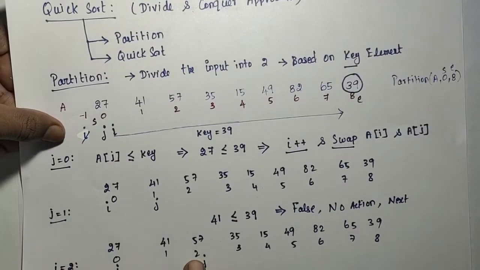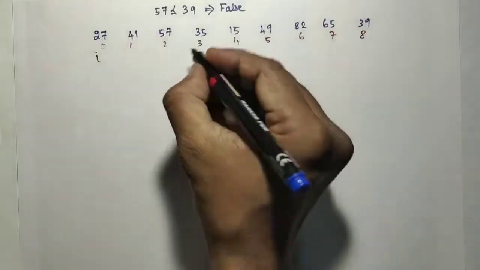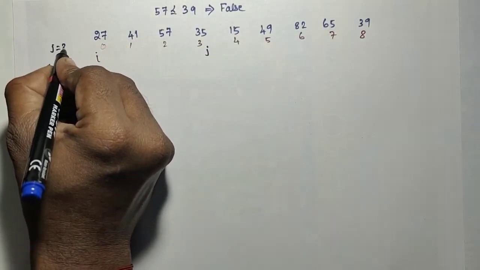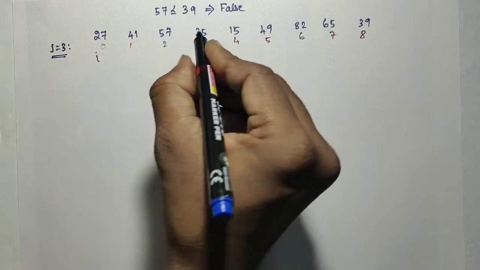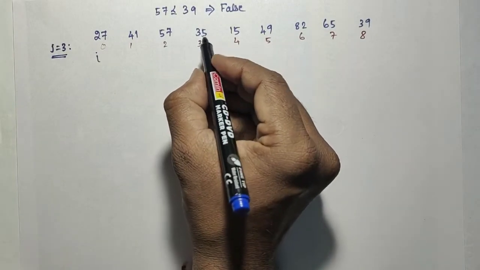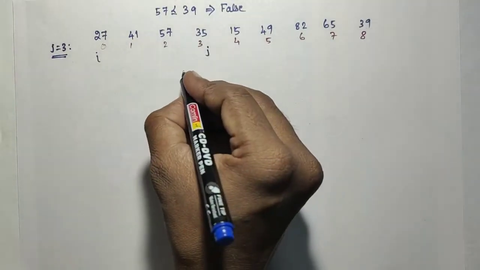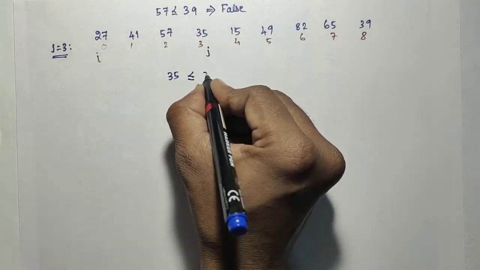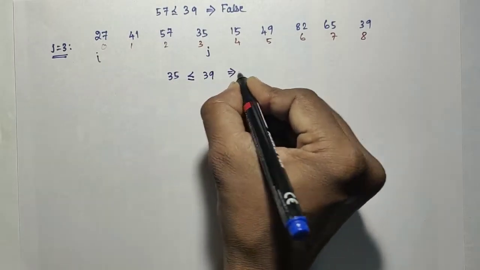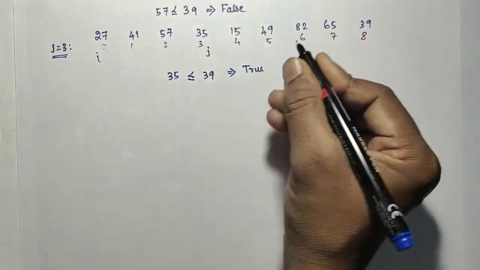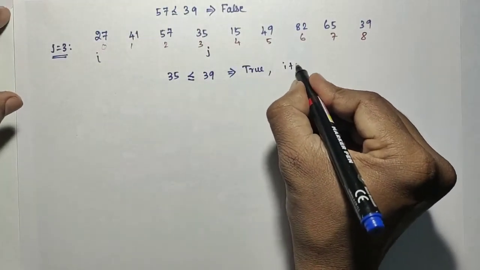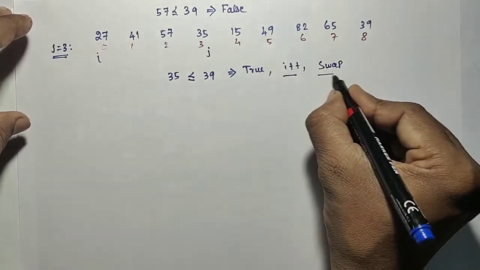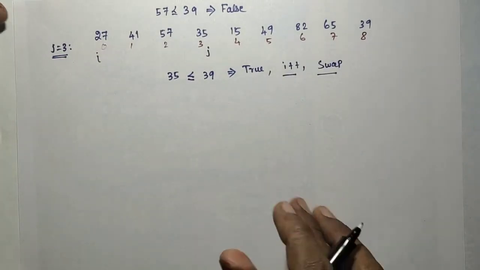So j is 2. Now it will be moved to 3. So here it is 3. So now j equal to 3. When j equal to 3, this element and 39 will be compared. So 35 is less than or equal to 39. Condition is true. True means i plus plus and swap. These two actions.